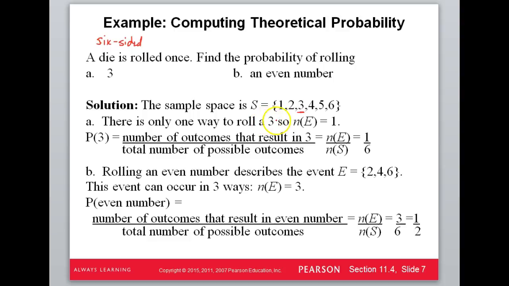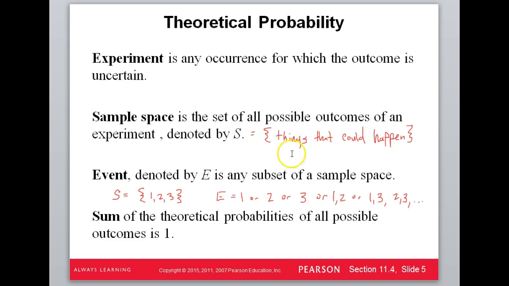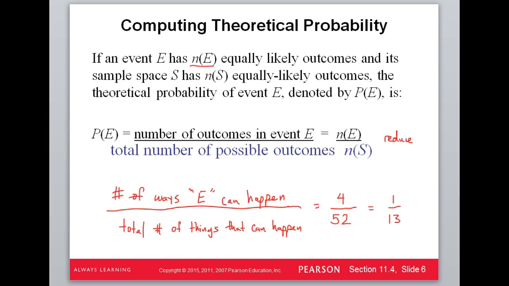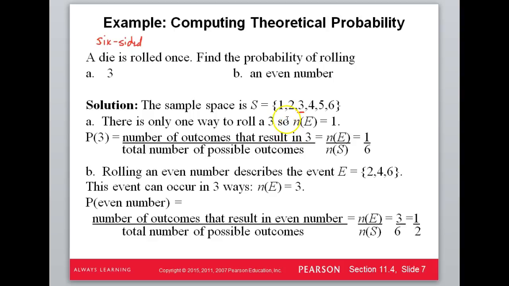So there's only one way to roll a 3, so the numerator in our fraction from the last slide is equal to 1. And because there are 6 possible outcomes, the denominator is 6, so 1/6 is our probability. All right, and sometimes it won't reduce, sometimes setting it up is the answer.